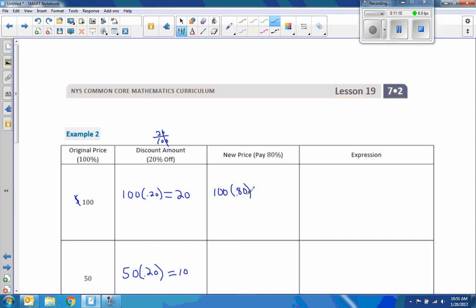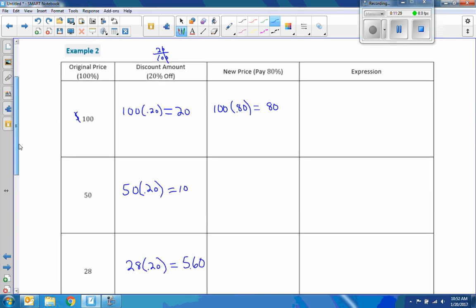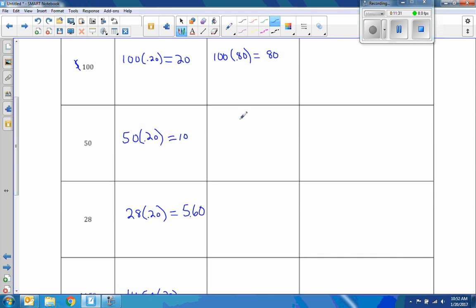And this way we can find out what our new price is going to be, rather than finding the discount and having to subtract. So here I found the discount. In order to get the answer now, I'd have to take $100 minus 20 and get $80, which is the same thing as 100 times 0.80, which is 80. Okay, so we can actually find how much we're going to pay in one step, rather than finding the discount and subtracting from the original. So we take $50 times 0.80, and 5 times 8 is 40. It's $40.